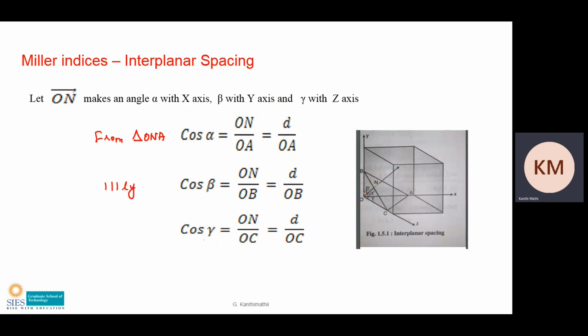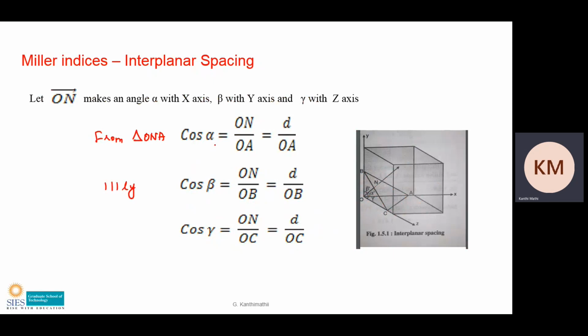Of course, cos beta, I have to take triangle OBN. It is very clear. So cos beta is nothing but ON by OB, where OB is the hypotenuse here. Of course, cos gamma, I need to consider triangle OAC here. And that is nothing but ON by OC, which we can write as D by OC here.